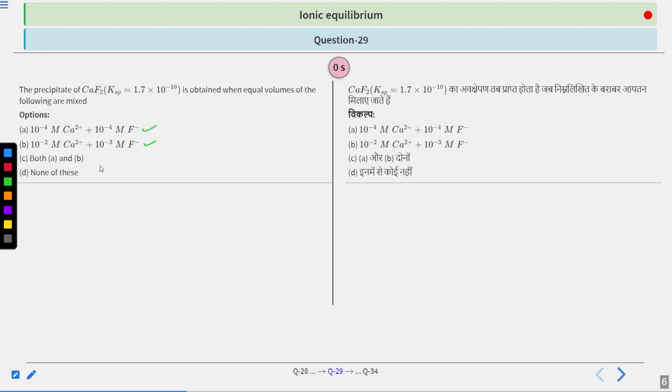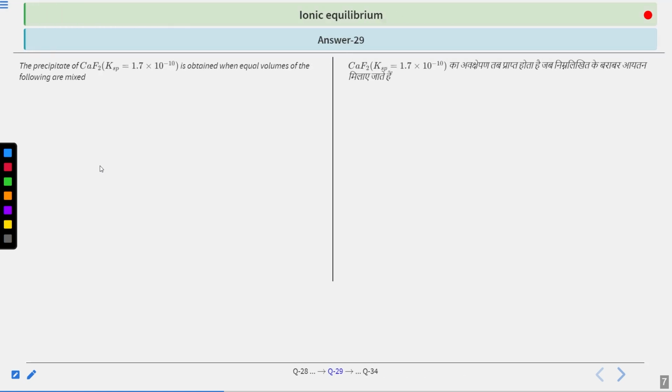The time is up. In this question, we are given the Ksp value of calcium fluoride. And now what we are doing is we are taking equal volumes of both ions, that is fluoride ion and calcium 2+ ion. And you have to say what molarity you will take so that the Ksp value can be satisfied. Correct answer is B. That is, we can take 10 to the power minus 2 molar Ca2+ and 10 to the power minus 3 molar F minus.